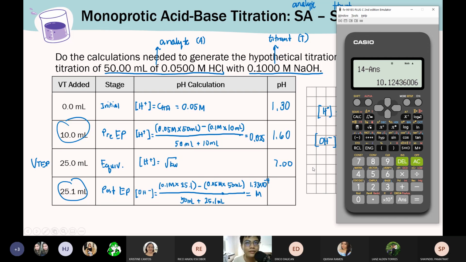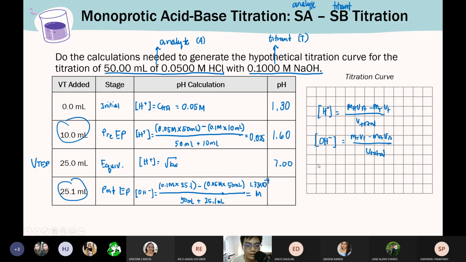So ayan, yun yung common din na. Don't worry, ganyan talaga yung common mistakes. Okay? But that's fine. At least we now know. Okay? Ayan, so there you have it. That's how we determine the pH per volume of titrant added.